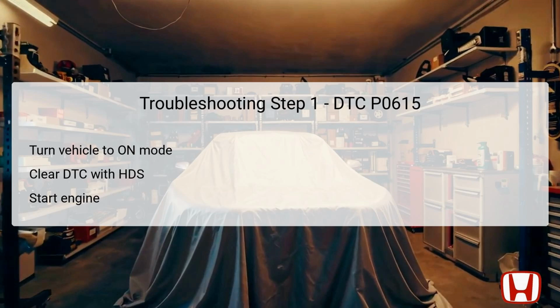Monitoring for any new pending or confirmed DTCs using the HDS will provide essential data on whether the system is functioning correctly or if the DTC P0615 reappears. If the code is indicated again, it confirms the failure exists. If not, it may suggest an intermittent issue needing further investigation.